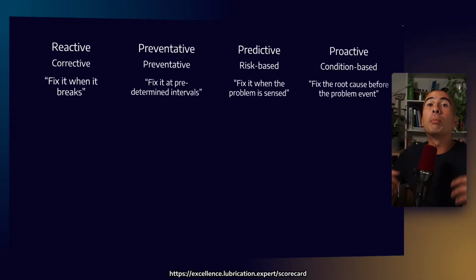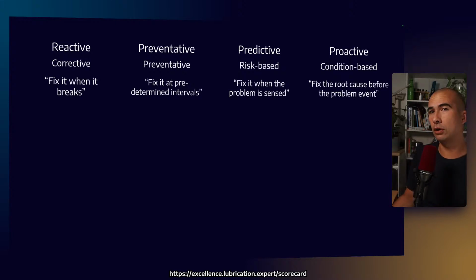And then finally, you've got proactive, which is we're fixing the root cause of the problem before the problem even occurs. Now, it almost doesn't make sense, right? How can you fix something which hasn't even occurred? So, we're going to talk a lot about failures of machines which are due to contamination of lubricants. So if we know that contamination is the root cause of, let's say, 80% of hydraulic system failures, then anything that we do to address contamination is considered proactive.